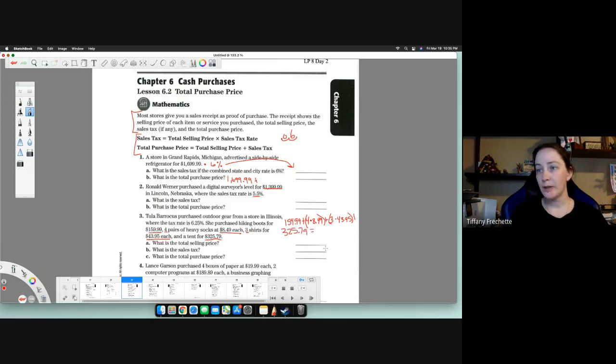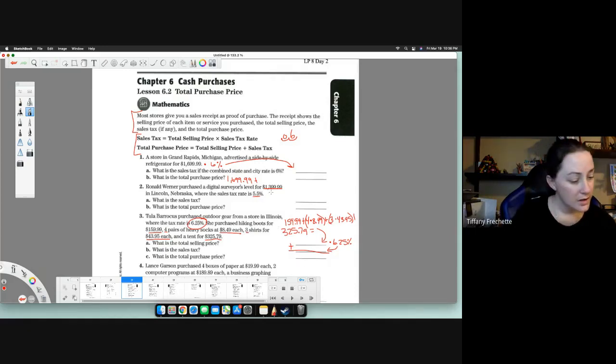$325.79. And I'm going to total that up. So that's the total selling price. We had to total that. And then for sales tax, well, they told us what the sales tax was. So we're just going to take this number we get and multiply by 6.25%. And that'll give us our sales tax. And then we're going to add these two guys together, our total purchase price and our sales tax, and that'll tell us what our total purchase price is.